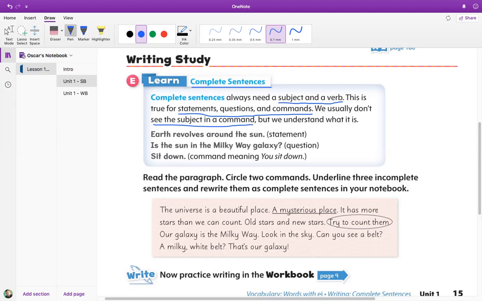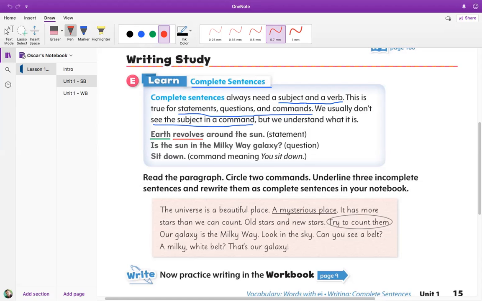So let's see our examples. We're going to underline the verb and the subject in the statement, the question, and then we will see also the command. So let's use the green color for the subject. The first one is a statement. Earth revolves around the sun. As you can see, we have a subject, Earth, and then we have a verb, revolves. So this is a complete sentence. We have a subject and a verb.